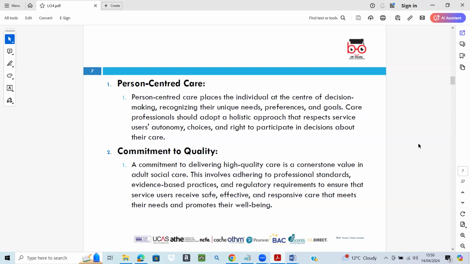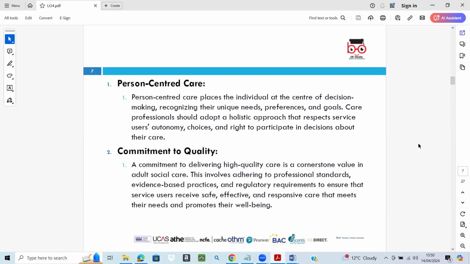Then, commitment to quality. A commitment to quality ensures that care is not only safe but also effective and responsive. This involves adhering to professional standards and evidence-based practices, as well as meeting or exceeding regulatory requirements. It's about striving continuously to improve the care we provide, ensuring it aligns with the best available practices and innovation in health and social care.